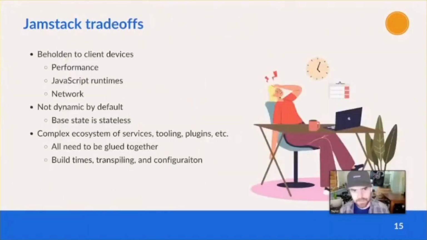So Jamstack also has its trade-offs. I think the most important one is that it makes us beholden to our client devices. So that is the things our customers and our users are using, be it their phone or their MacBook or whatever. We're unsure what the performance is like on their device. Also, we're unsure what the JavaScript runtime they're using is. I mean, it's not as bad as back in the day, like I was saying with IE 9 through 6 that I had to support, but it's still not simple.